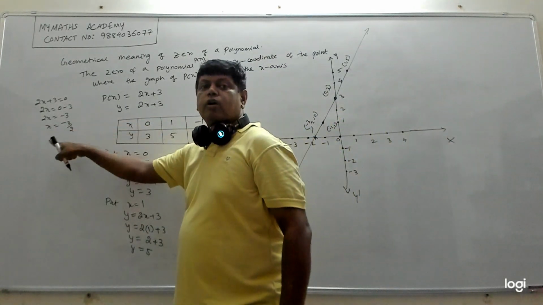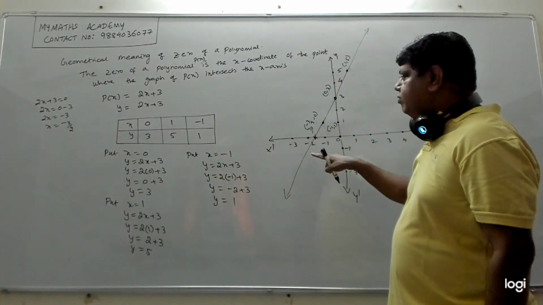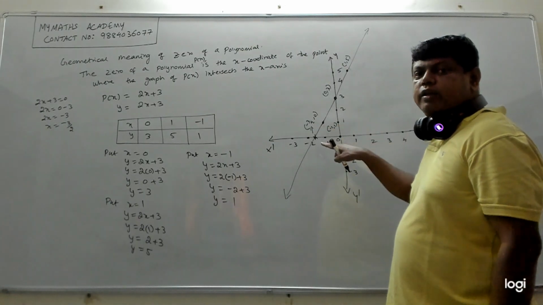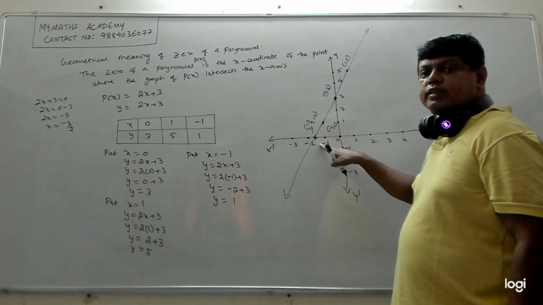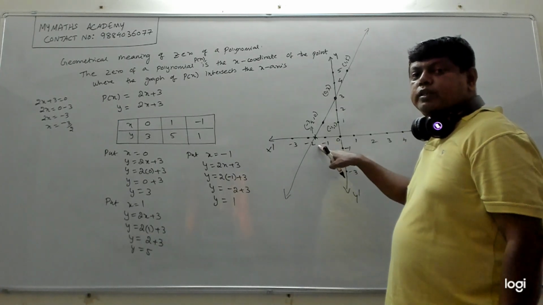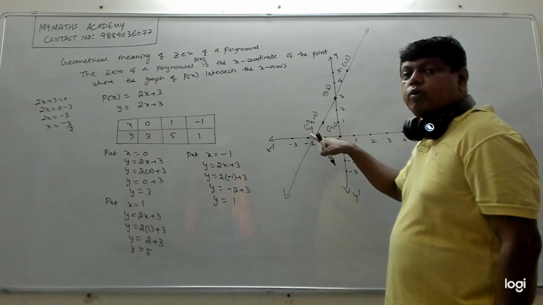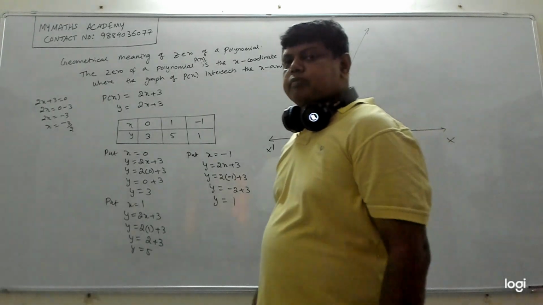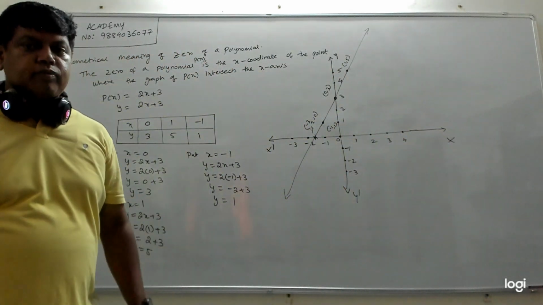Which we solved, we got this. Here you can find the same value using the graph. You need to just see where the graph is touching or meeting the x-axis. Take the point, go to the x-coordinate of the point. That x-coordinate of the point is the zero of the polynomial. Clear? Fine.